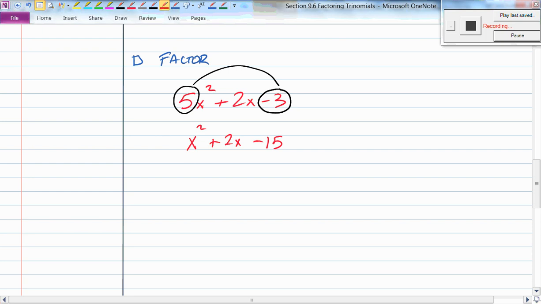Now, do I have a trinomial where the leading coefficient is a 1? Yes. So what am I going to do? I'm going to use the diamond problem. Very good. Okay, what number goes on the top? Negative 15. What number goes on the bottom? Okay, you guys tell me.